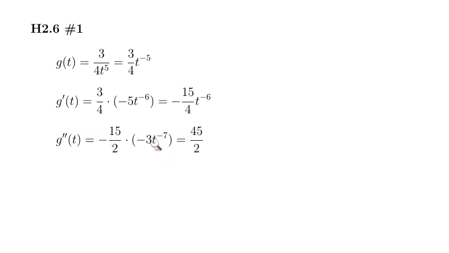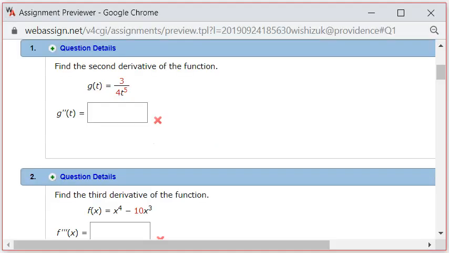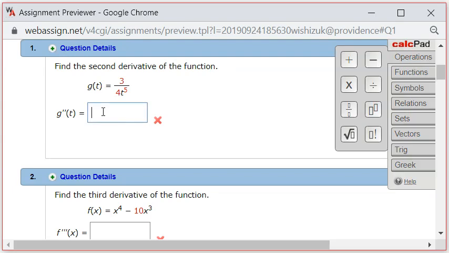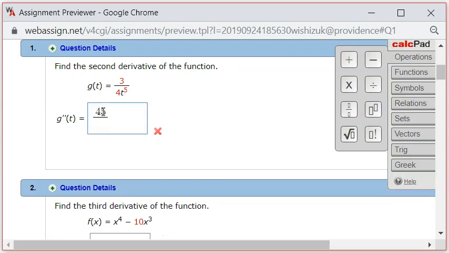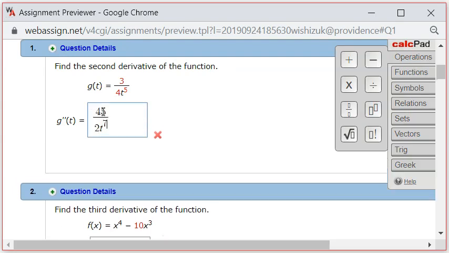Then you have t to the -7th power, so we can put the t on the bottom since it's a negative power. Putting it on the bottom takes care of the negative power, and we have t to the 7th power on the bottom. All right, so let's type it in. We got 45 over 2 t to the 7th power.